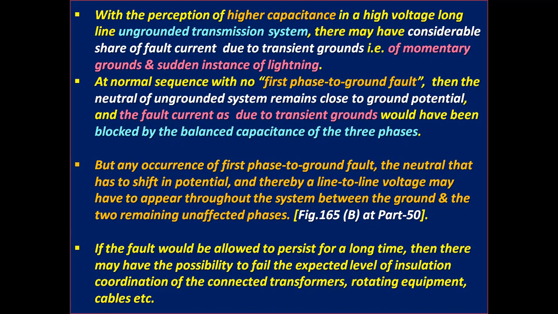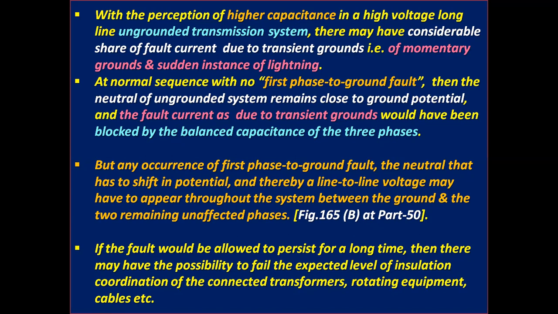But on any occurrence of a first phase to ground fault, the neutral shifts in potential, and thereby a line to line voltage appears throughout the system between the ground and the two remaining unaffected phases. Figure 165b at part 50.